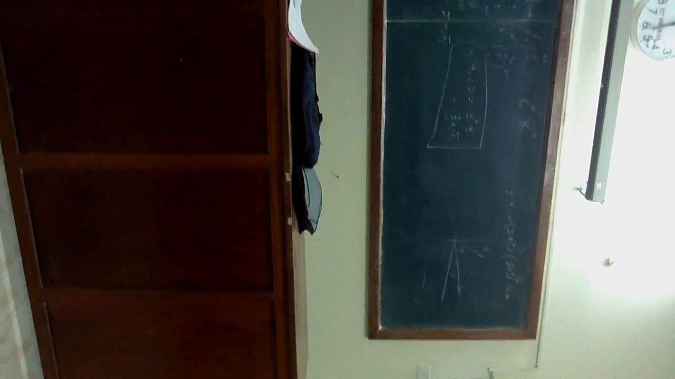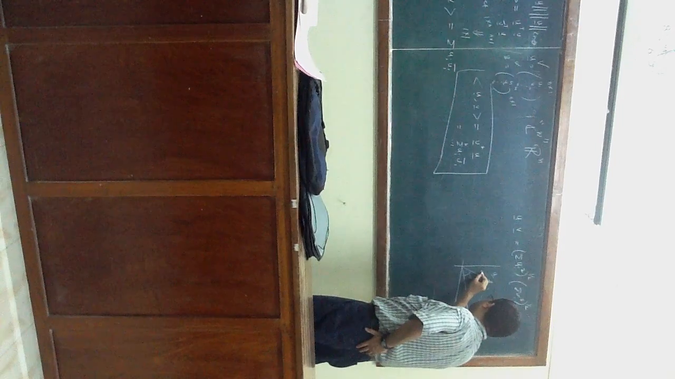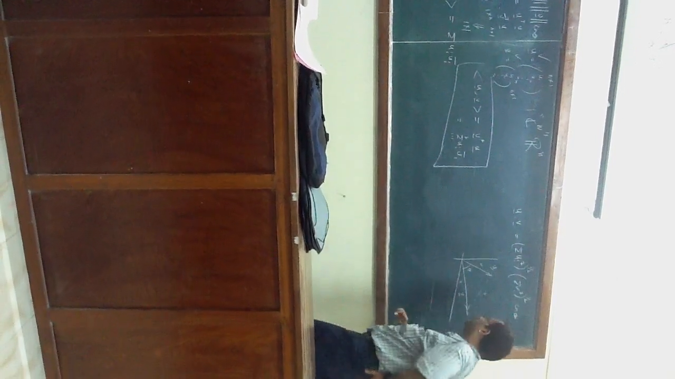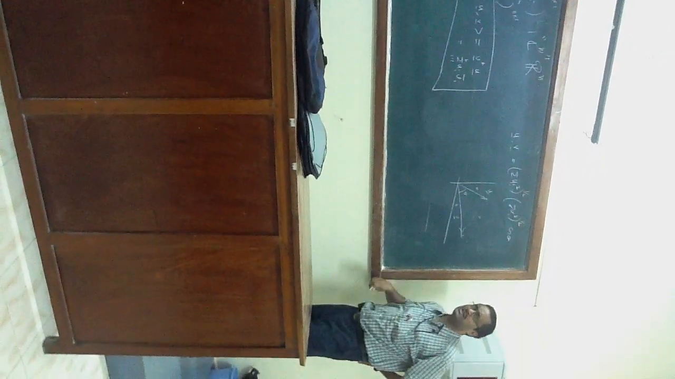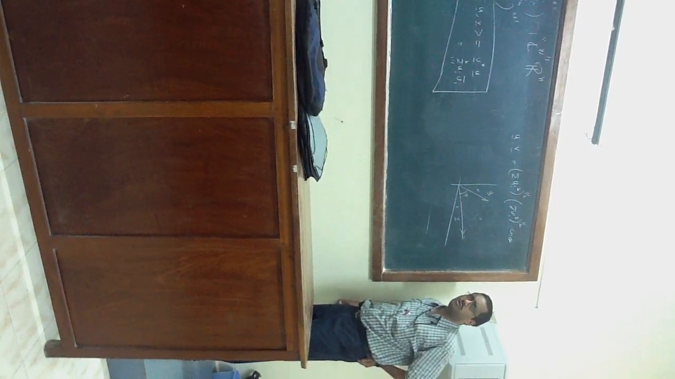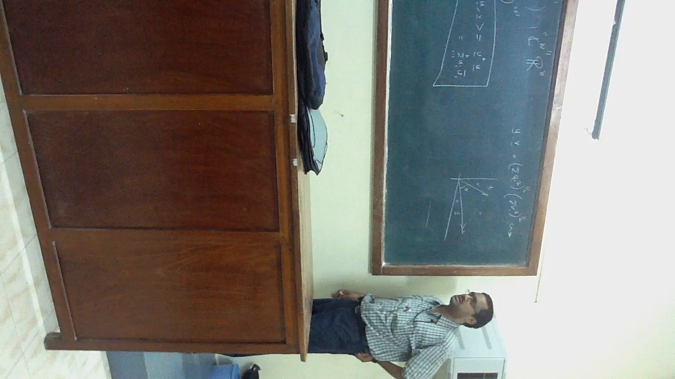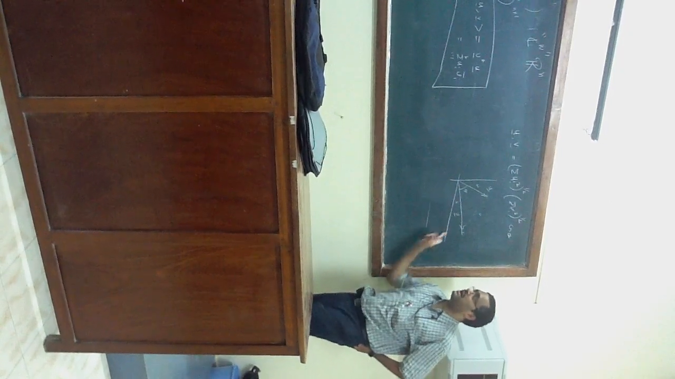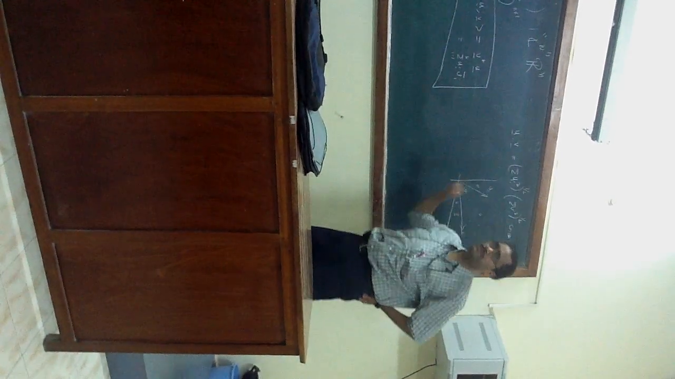What's the relationship for cos theta? If I say this is A, this is B, this is C, then C square equals A square plus B square minus 2AB cos theta. Do you remember this formula? Yes. Can you apply this and try to prove both are same?